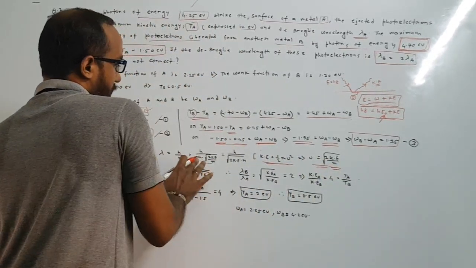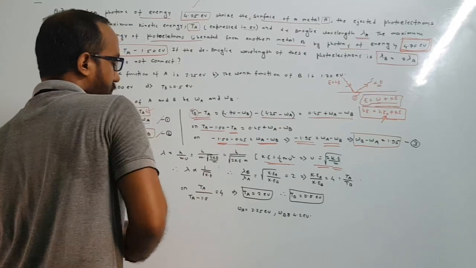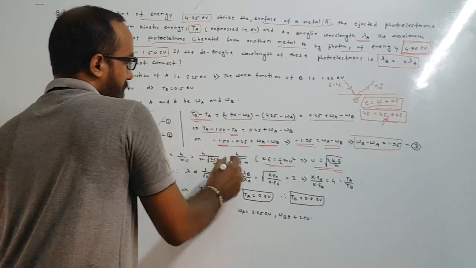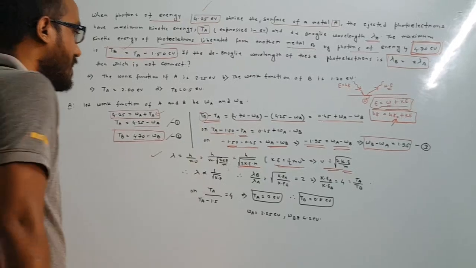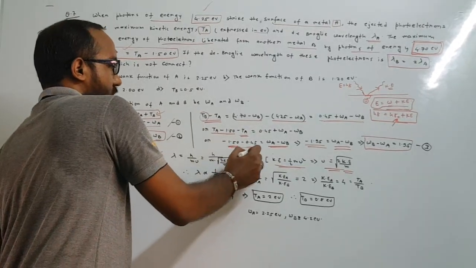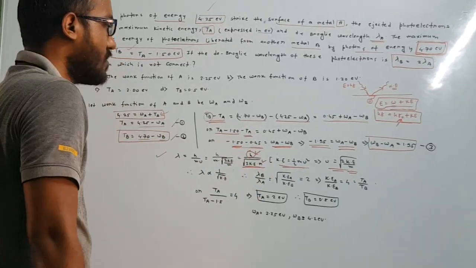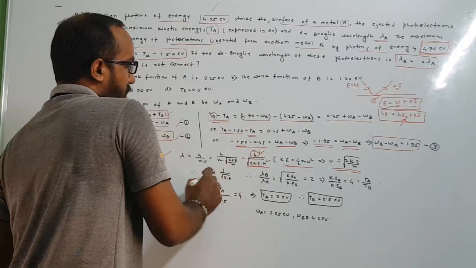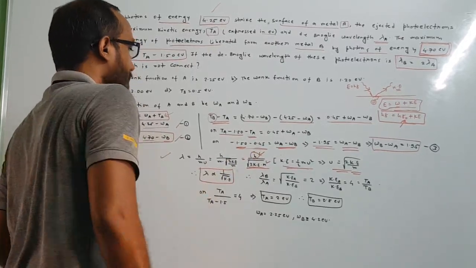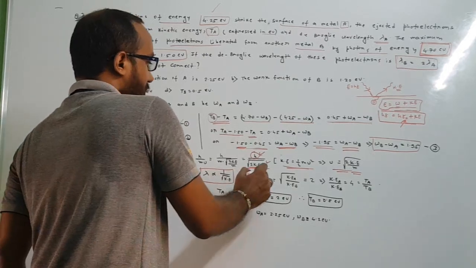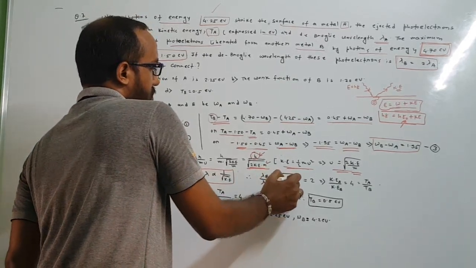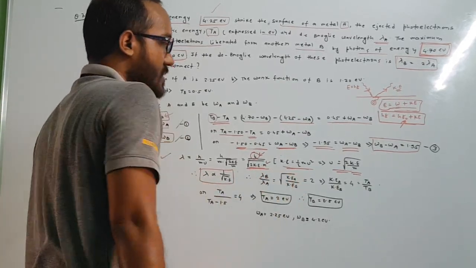Put here, take the m into a square root, that would be m square, m cancels out. So we will get h by root under 2KE into m. From here, Planck constant is constant, mass of the electron is constant, 2 is constant. So from here we can say that lambda is inversely proportional to the square root of kinetic energy. So lambda B by lambda A should be equal to kinetic energy of A by kinetic energy of B.